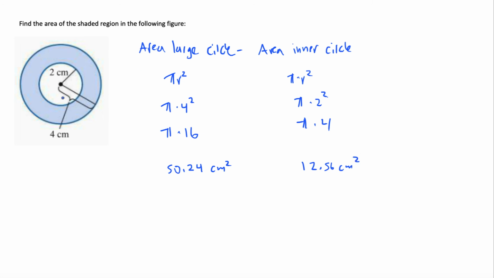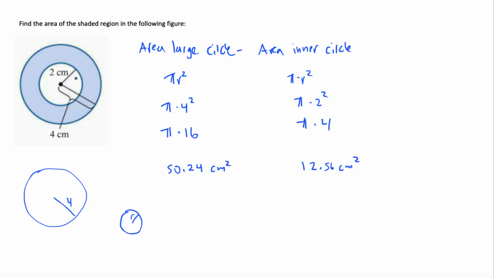It actually turns out that this circle takes up 4 times more space. What I mean by that is we have this circle with a radius of 4, and the inner circle has a radius of 2. So even though the radius is 2 times bigger, the area is 4 times bigger.